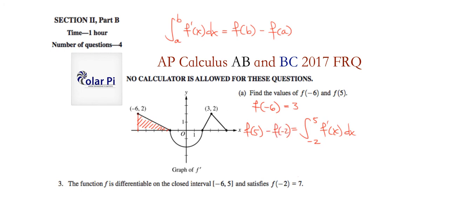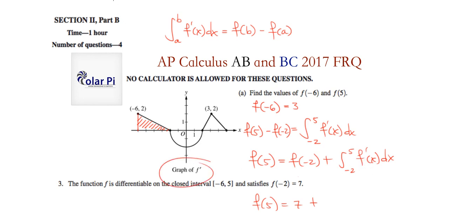So this time, all we have to do to find f of 5 is, from this equation, add on both sides f of negative 2. So f of 5, we can easily see, is going to be f of negative 2, plus the integral from negative 2 to 5 of f prime of x dx, right? Okay, cool. Now this again we know, and it is 7. So we write that f of 5 is equal to 7, and then plus what? Plus the area bounded by the curve f prime and the x-axis from negative 2 to 5.